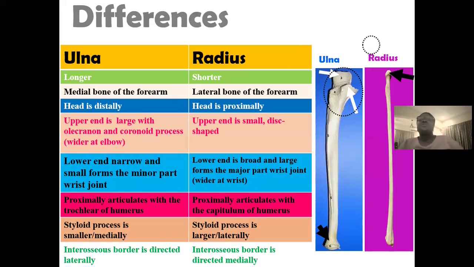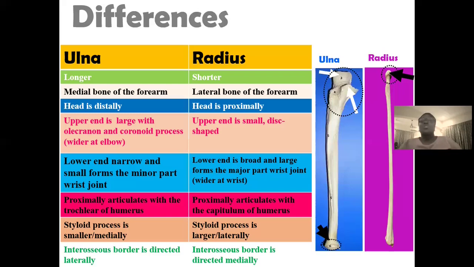Then if you drive to the radius on this other side, you see that the proximal end is smaller and it is disc-shaped. And this is what is shown here in this image. In the lower region, the ulna is smaller. This is where we have the lower region of the ulna. You see that it is smaller and also narrower.